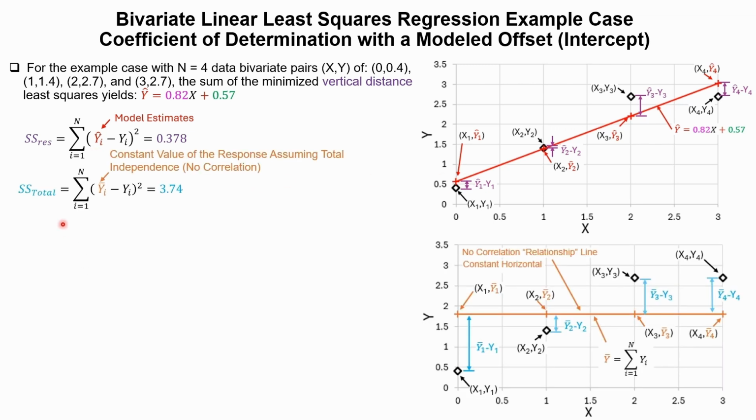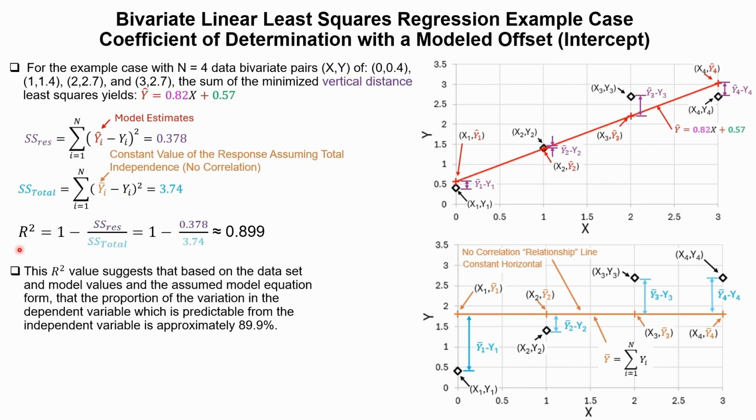The sum of squares total for the example case is the sum of the squares of the difference between the single constant value, which in this case, since we had an intercept term in the model, is the average of the input values, minus the response value of each one of the points. Numerically, for our example, that turned out to be this. Putting these numbers then into our general form for the coefficient of determination, we get 1 minus the sum of squares residual over the sum of squares total.